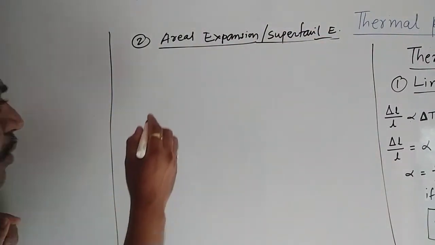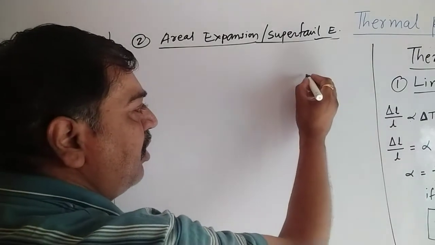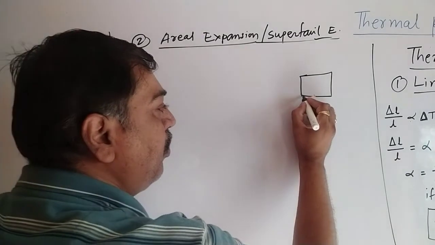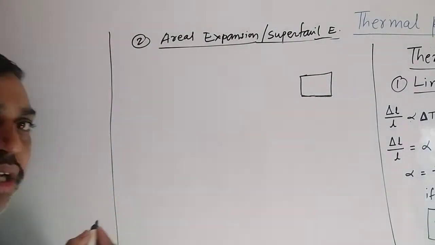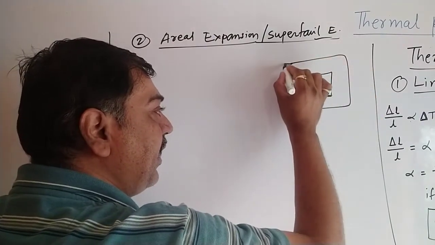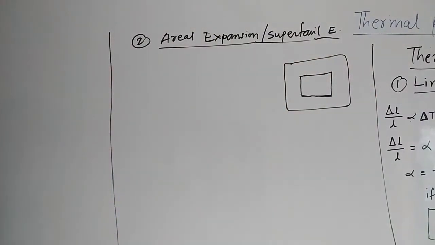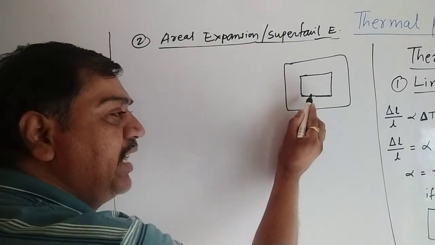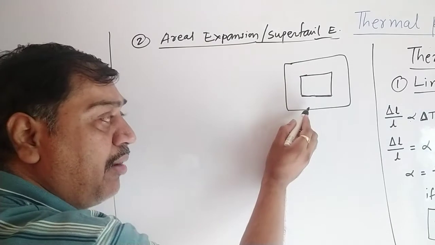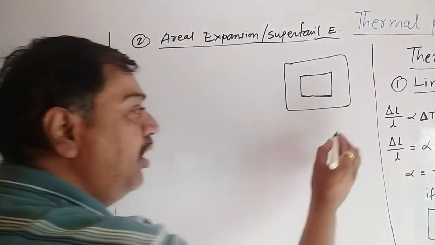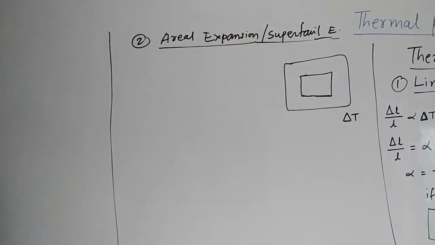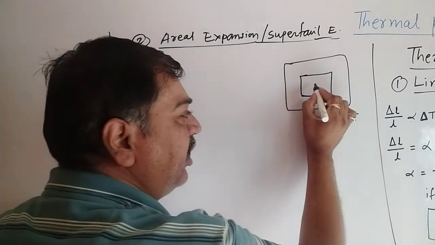So suppose we have one small metal plate. I will draw it here. This is a small metal plate we have. Due to some change in temperature, the area of the metal plate gets increased. The smaller one is the initial plate, the larger one shows the change in area of the same metal plate due to increase in temperature. Delta T is the increase in temperature.